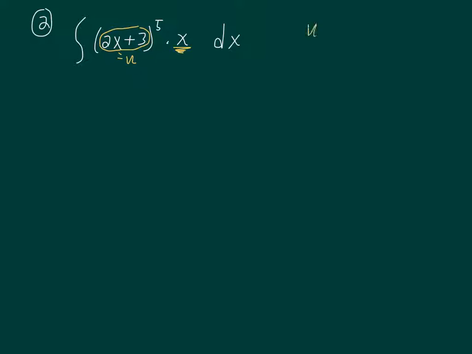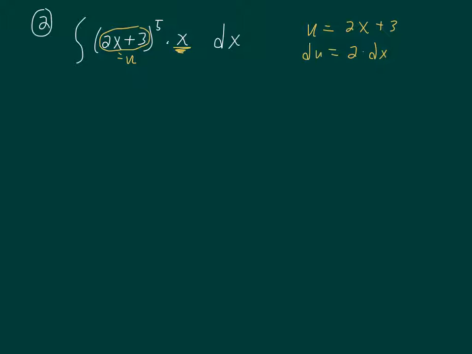So we let u be that inner function. Now, from there, it doesn't matter if you want to solve for x next or if you want to find the derivative of each side next. Let's do the derivative piece. So the derivative of u is just du. The derivative of 2x plus 3 is 2 with respect to x, so we say 2 dx.